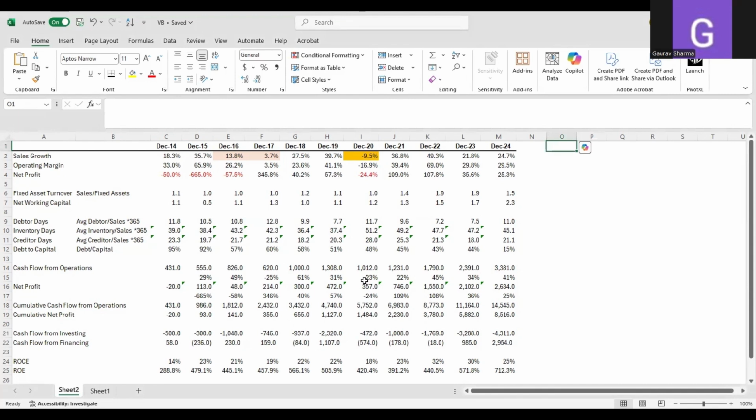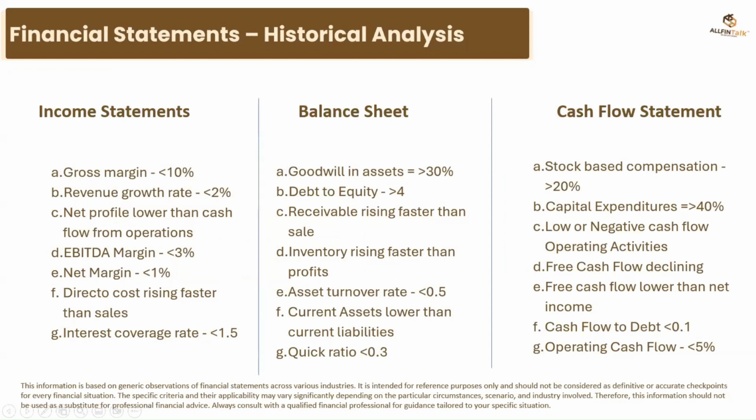I'll request you to visit the website screener.com and download the financials of any company that you wish to analyze, and perform the similar analysis of the company of your choice. Make your own observations, and while you do that, let me share one more thing. This right here provides generic guidance on how to do the historical analysis. What are the criteria that you should be considering?